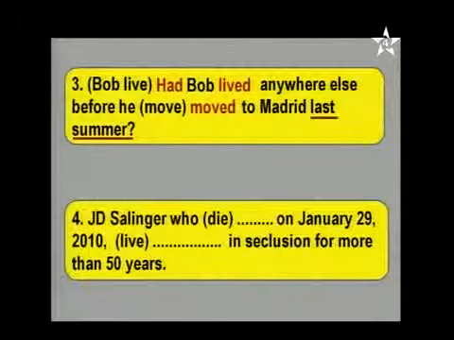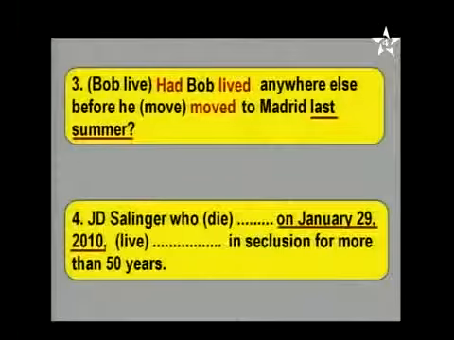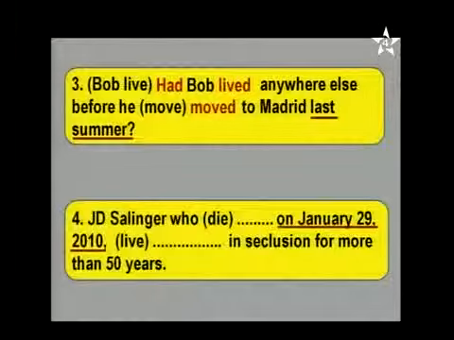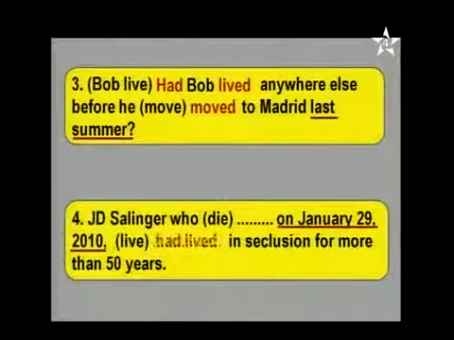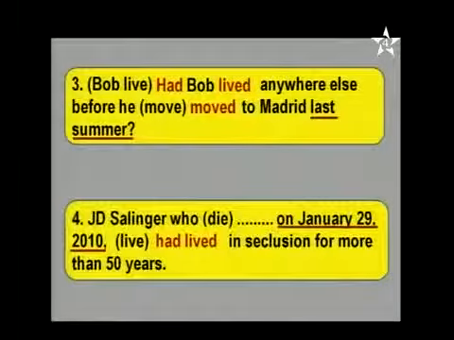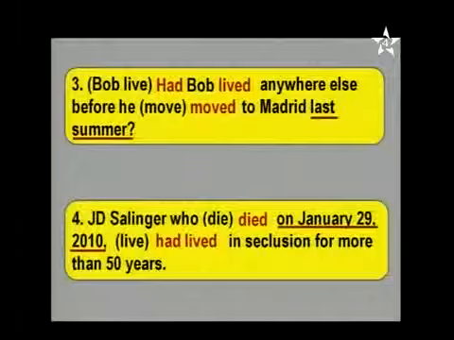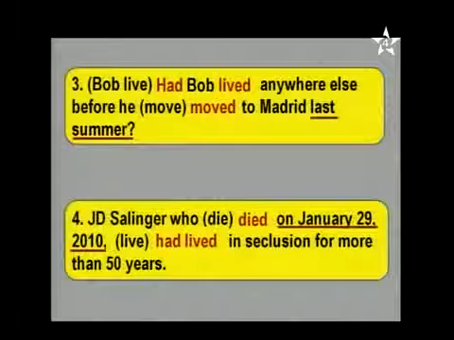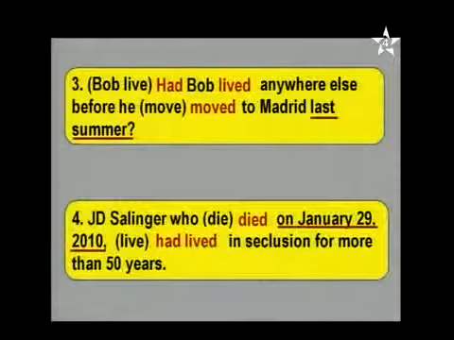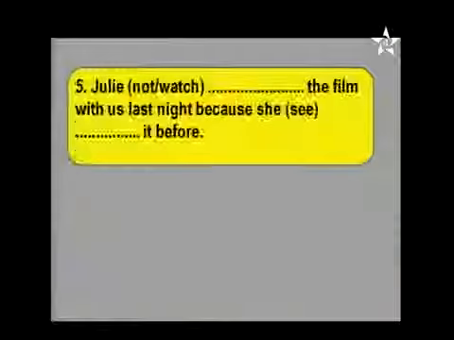Number 4. The time indicator here is 2010. So J.D. Salinger had lived in seclusion for more than 50 years, and then he died. Of course, you live first and you die second. So J.D. Salinger, who died on January 29, 2010, had lived in seclusion for more than 50 years.